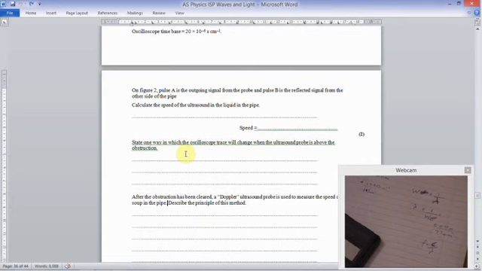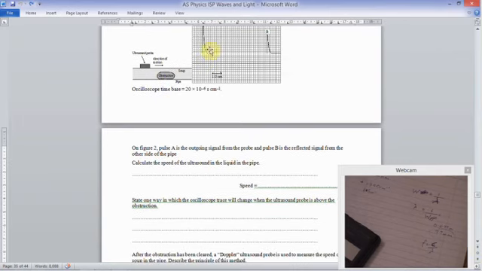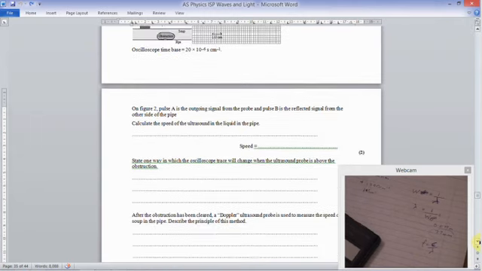Okay, state one way in which the oscilloscope trace will change when the ultrasound probe is above the obstruction. So it's above the obstruction, in terms of this ultrasound pipe. When it's above it, over here, the trace will change in the sense that there are two blips in there rather than just the one returning off the edge of the pipe. There'll be another blip, another line going up, because it's going to reflect off the obstruction and the end of the pipe. So that's how we can locate an obstruction in the pipe.